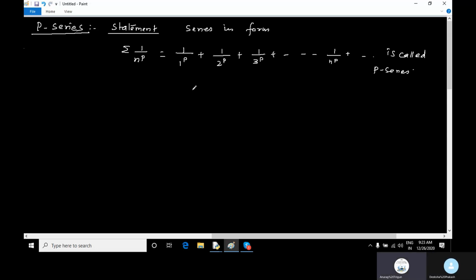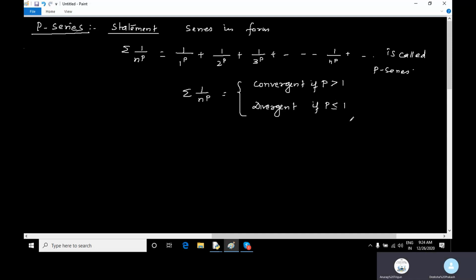And we can say that the summation of 1 by n to the power of p is convergent when p is greater than 1, and divergent when p is less than or equal to 1. Getting it? So this is the p series. Questions will not come to prove the p series like this. They will give questions like that here, and the answer proof also should be there.